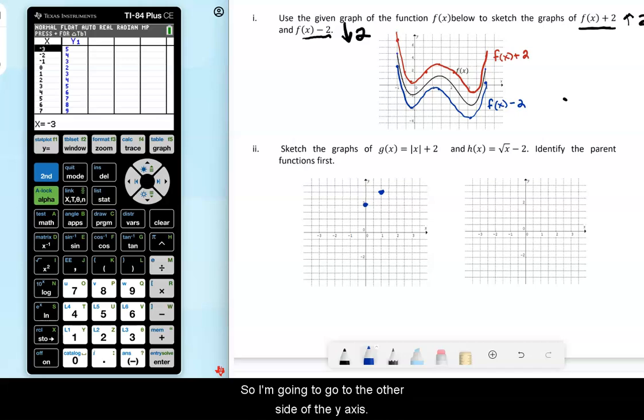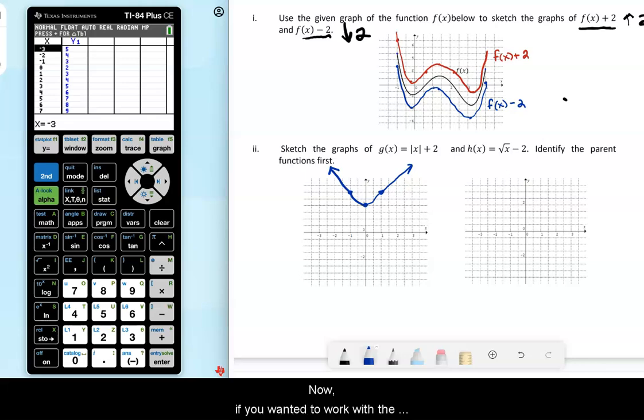So I'm going to go to the other side of the y-axis. I'm going to go to -1, 3. And once again, I can't go any higher on this grid, so I'm just going to connect these 3 points into the shape of the absolute value.